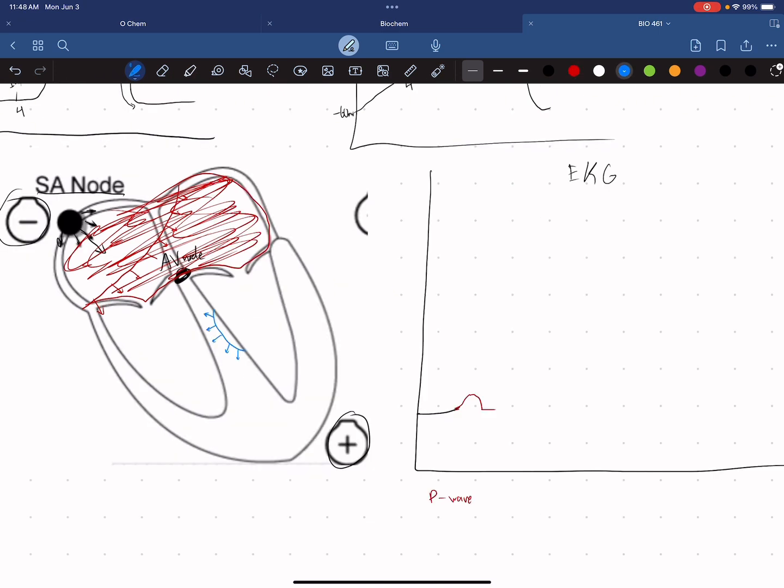So next, what I've drawn here in blue is the depolarization of this septum here. And so this generalized electrical field going in this direction will cause our graph to go down and look something like this. And this is what we will call the Q wave.